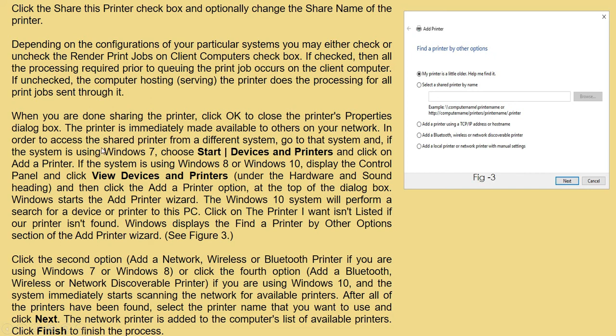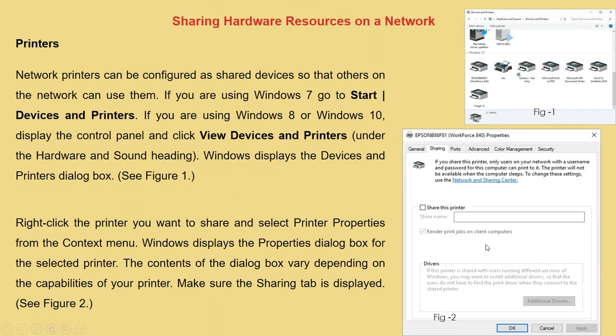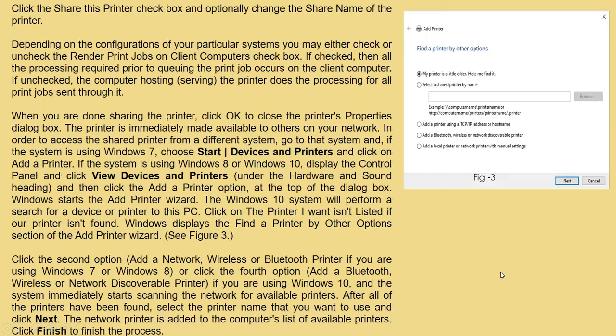In order to access the shared printer from a different system, go to that system. By this command you are able to access the printer from another system. So after giving this command, which command? Now this is the printer setup. After setting this, the share option is activated. You should write down the share name, then you have to click OK. After this, you have to check from your other machine whether the printer is working or not.